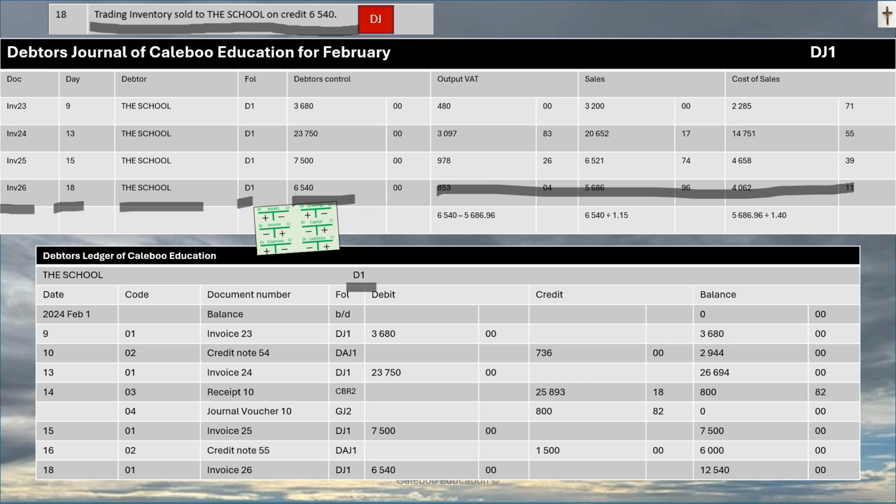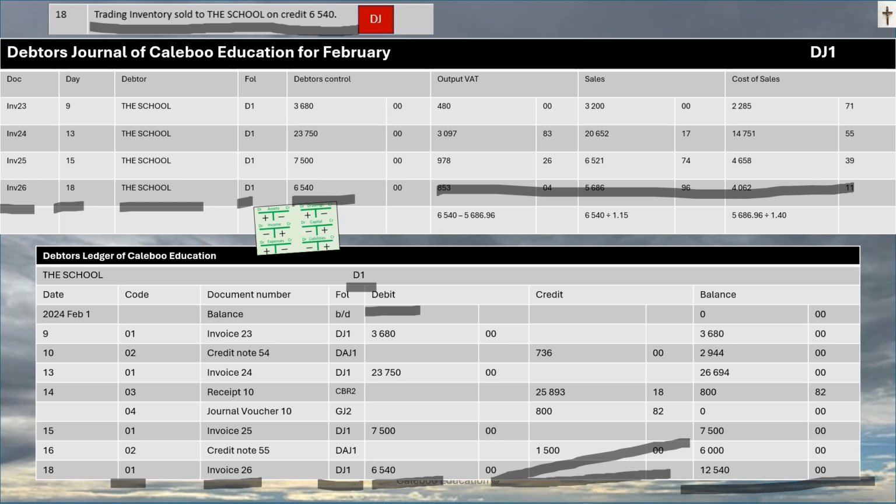And look on the 18th, credit sale 01, invoice 26. Where did the information come from? We know the debtor's journal. Why was it debited? Increase in assets. And now the balance has gone from 6,000 plus 6540. The school owes us on the 18th 12,540.